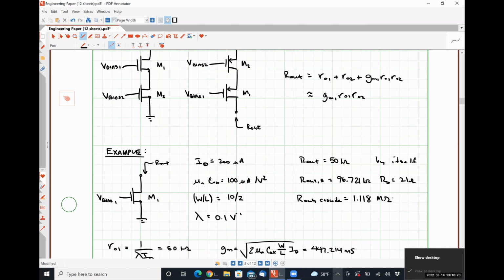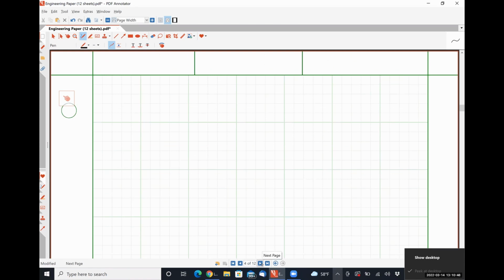That's a pretty significant increase in output resistance, right? Cascode MOSFETs are kind of the gold standard for boosting your output resistance to get yourself a good gain. So speaking of using a large output resistance to give us a good gain, let's now talk about the legwork required to analyze a cascode amplifier.